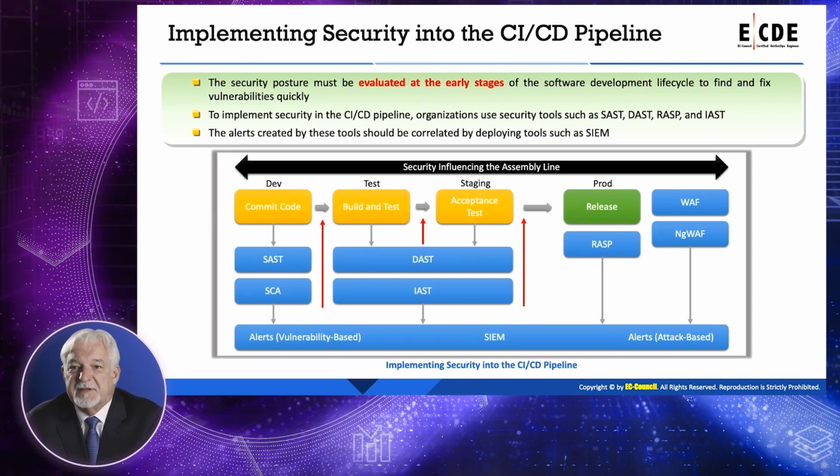Implementing security into the CI/CD pipeline. The security posture must be evaluated at the early stages of the software development lifecycle to find and fix vulnerabilities quickly. We've been saying this for years, of course. To implement security in the CI/CD pipeline, organizations use tools such as SAST, DAST, RASP, and IAST, like we've talked about. The alerts created by these tools should be correlated by deploying tools such as SIEM. So you can take these tools and have their outputs fed into a SIEM if you have one on-prem or if you use one. You can use one in the cloud, actually.